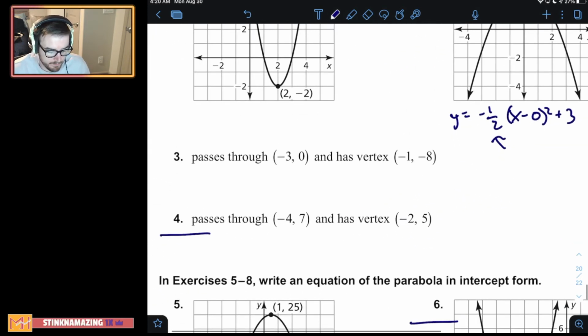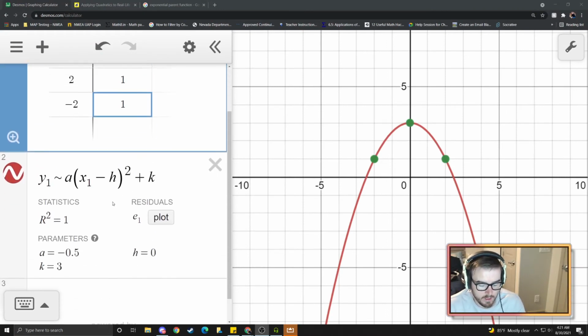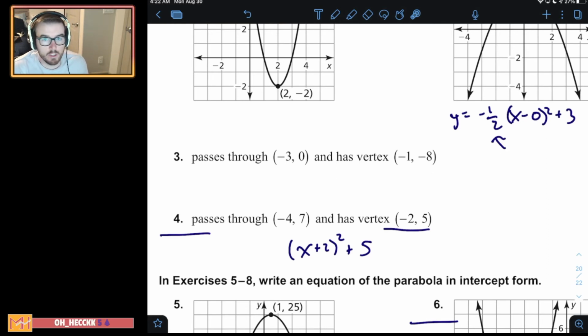All right, number 4. Passes through negative 4, 7, and has a vertex at negative 2, 5. Again, you just punch them right in, and it's going to calculate it for you. I mean, spoiler alert, right? If this is the vertex, we know that this is x plus 2, and we know that this is plus 5. We should all know that right now. Left 2, up 5. Left 2, up 5.